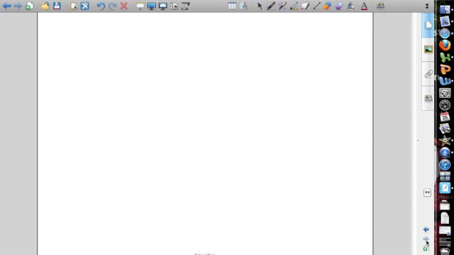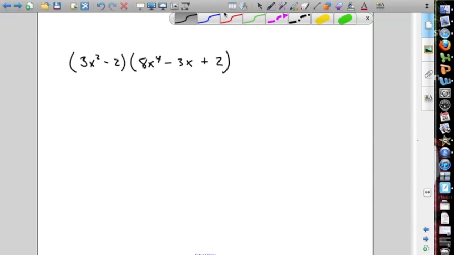Let's look at maybe another one that's more complicated. Let's look at one that's a binomial. A binomial, remember, has two terms, so we'll go like the 3x squared, but this time minus 2. And let's take that times a trinomial: 8x to the fourth minus 3x plus 2. Now this gets a little bit more complicated, not because the concept is any different, but just because there are more things there. I have to take this whole thing right here, the 3x squared minus 2, and I have to multiply it by this whole thing.